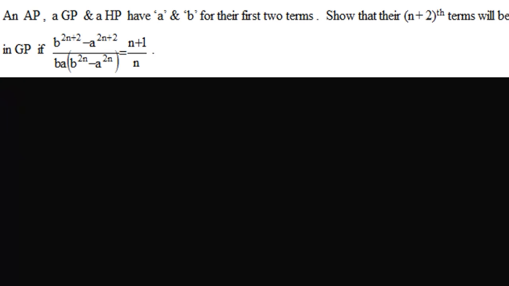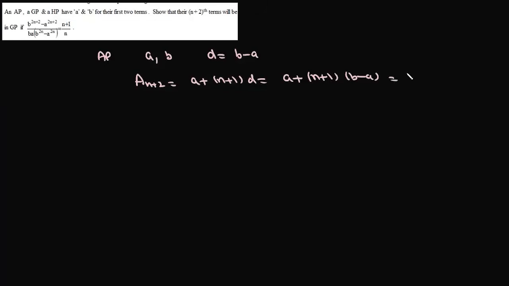Now here the question is, an AP, a GP and an HP have A and B for the first two terms. Then show that their n plus 2th term will be in GP if it is this given condition. Now, if we talk about this AP, we know that first two terms are A and B. So its common difference will be B minus A, and then its n plus 2th term will be A plus (n plus 1) into D, which is A plus (n plus 1) into (B minus A). We can write as (n plus 1)B minus nA, and that's our first result.